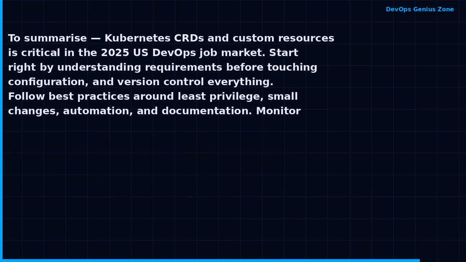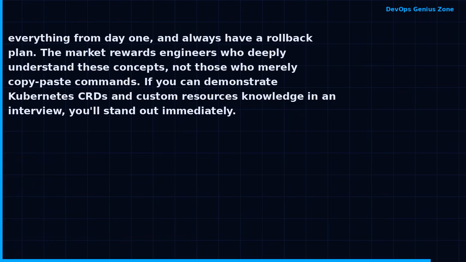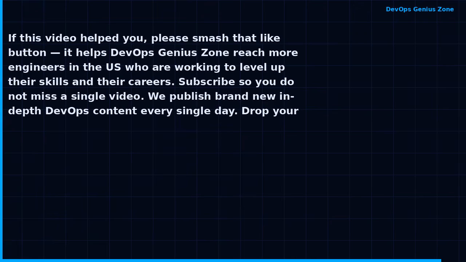To summarize, Kubernetes CRDs and custom resources is critical in the 2025 US DevOps job market. Start right by understanding requirements before touching configuration and version control everything. Follow best practices around least privilege, small changes, automation, and documentation. Monitor everything from day one, and always have a rollback plan. The market rewards engineers who deeply understand these concepts, not those who merely copy-paste commands. If you can demonstrate Kubernetes CRDs and custom resources knowledge in an interview, you'll stand out immediately.